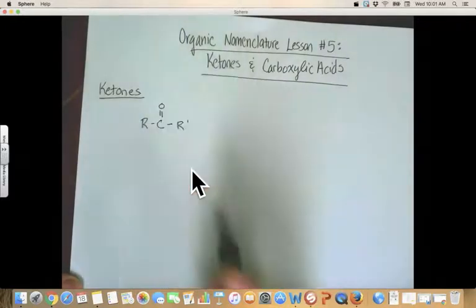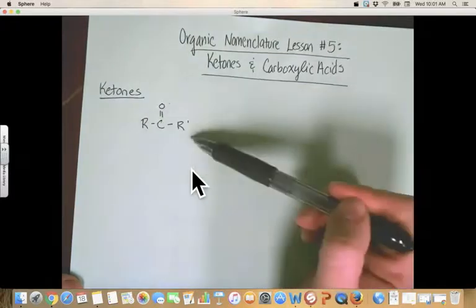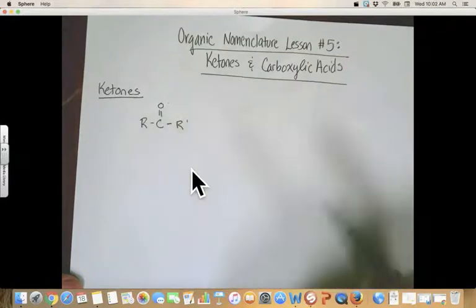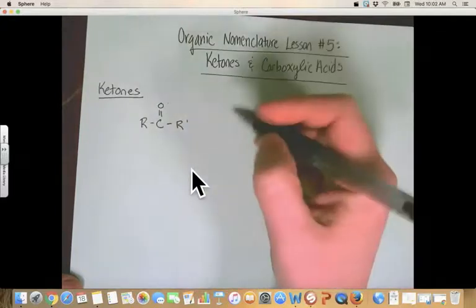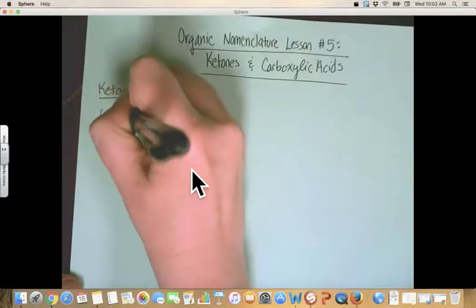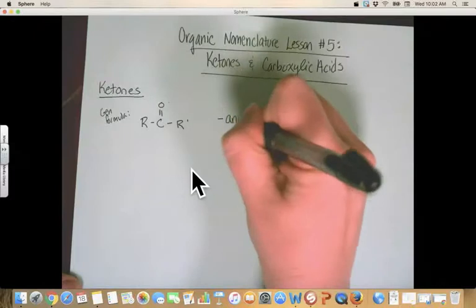A ketone is an oxygen that's double bonded to the carbon within a carbon chain. So this R and this R are the rest of the molecule. Okay, so that's our general formula. The suffix that we're going to use is -one.